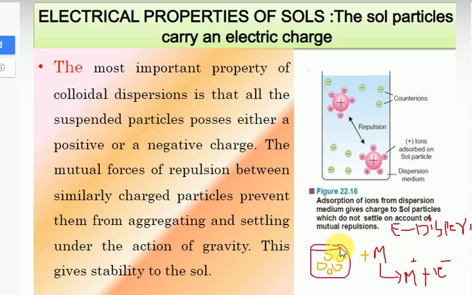Look, students, I'm taking one beaker. In this beaker a colloidal solution is there. This colloidal solution doesn't have any charge. Clear? When I add the metal into the colloidal solution, this metal in the aqueous solution becomes a metal positive ion with one electron.